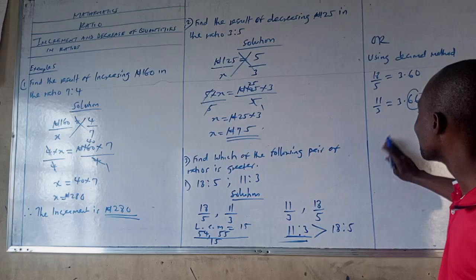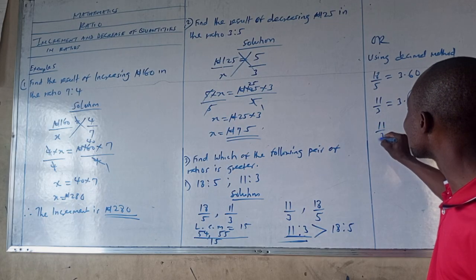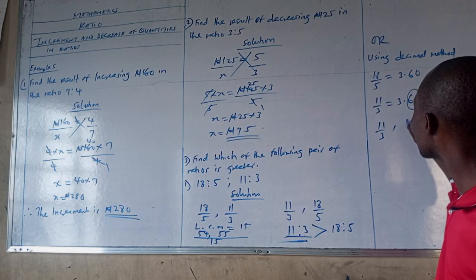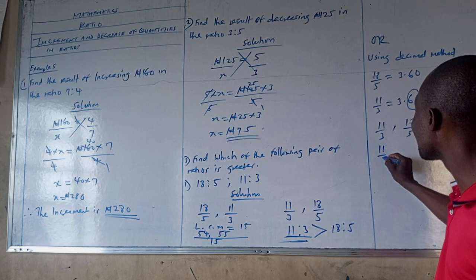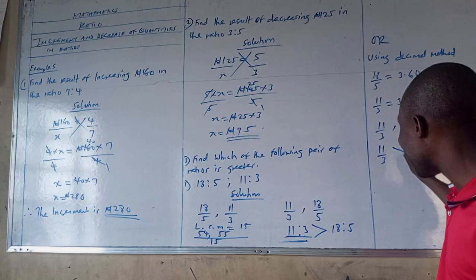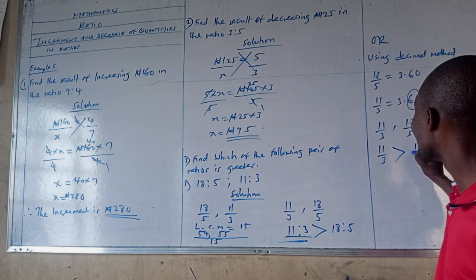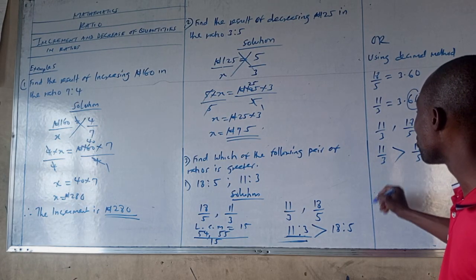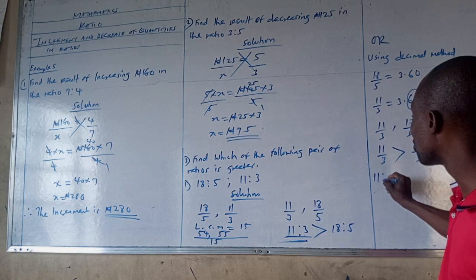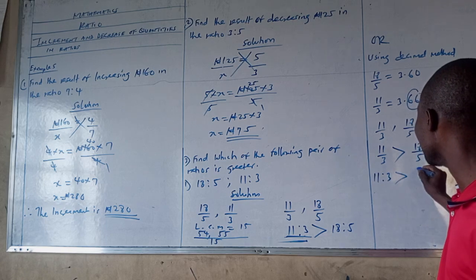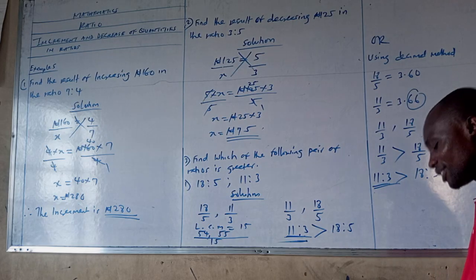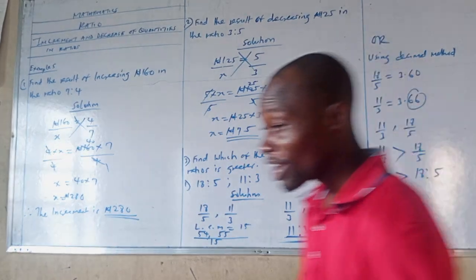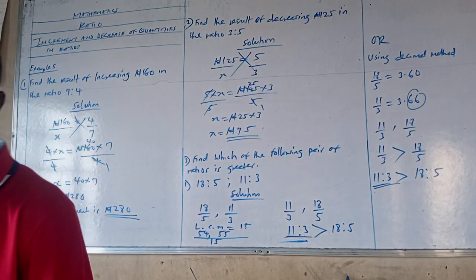Then definitely it means that 11 over 3 is greater than 18 over 5. And in terms of ratio, 11 ratio 3 is greater than 18 ratio 5. So 11 over 3 is greater. I will stop there.